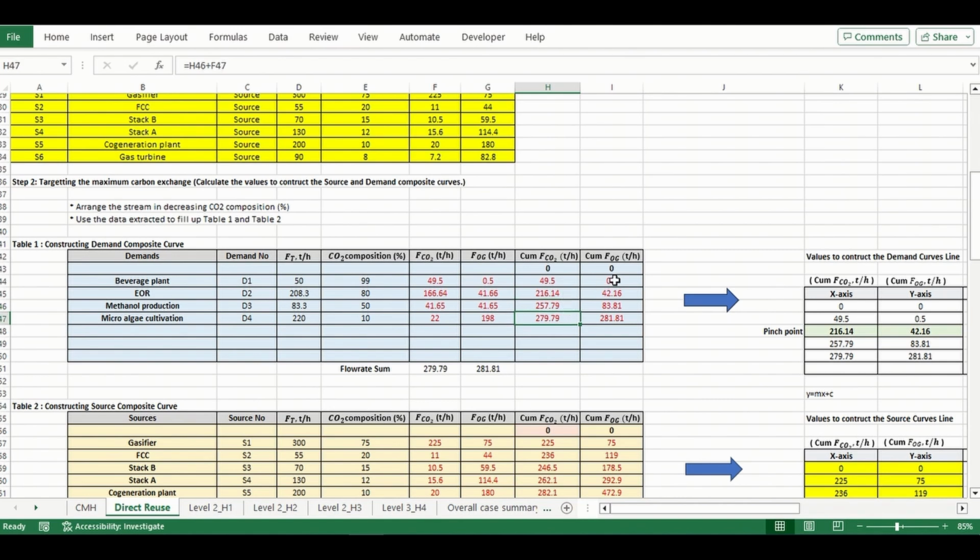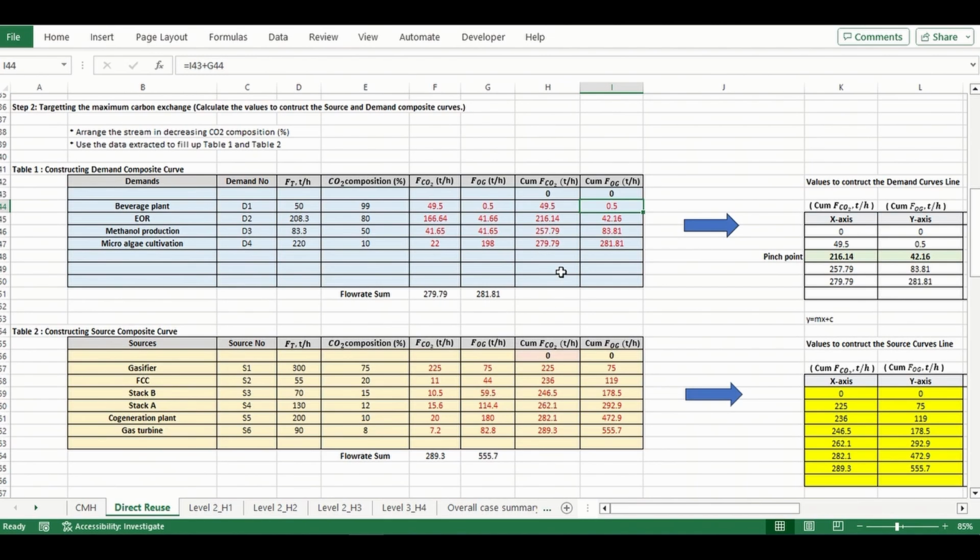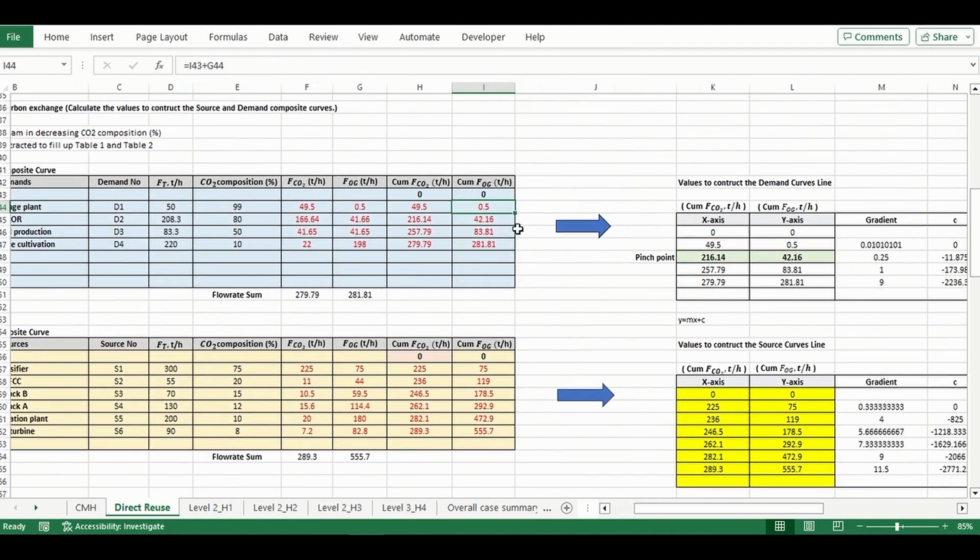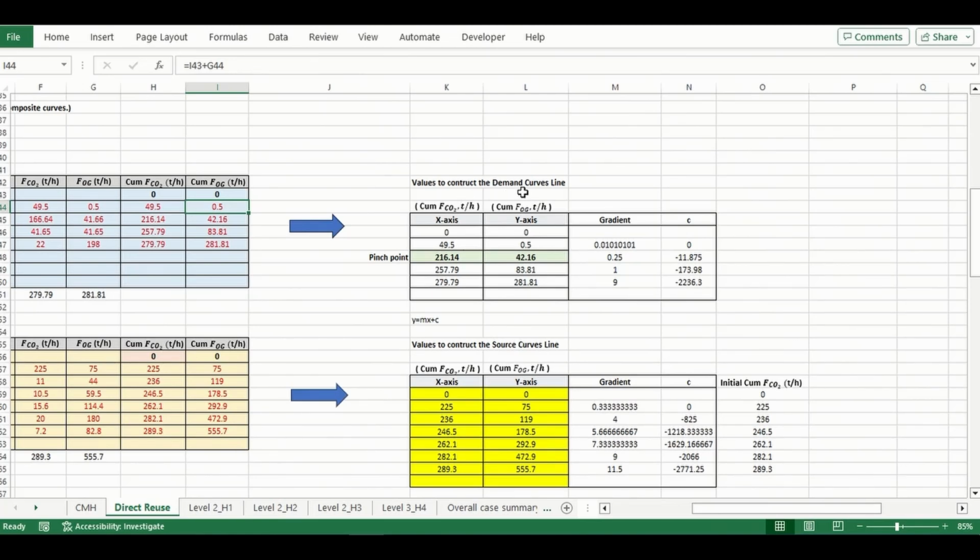We need to perform the same thing for the cumulative flow rate of other gases, and the same goes for table 2. If you check to the right, we have simplified the values needed to construct the demand composite curve line, and also the values to construct the source composite curve line. We also used the Excel formula to identify the gradient and y-intercept, which will help us later on, and I'll be explaining that soon.